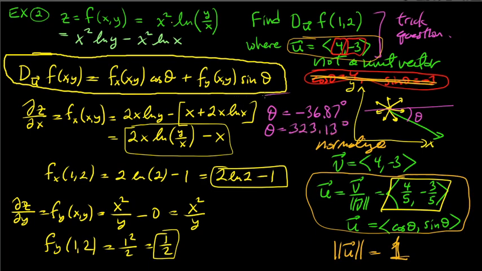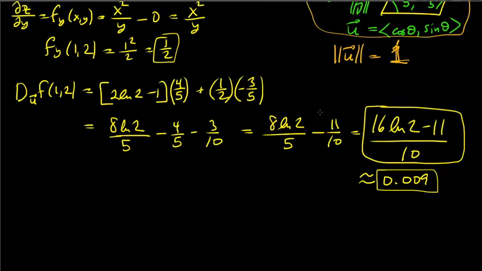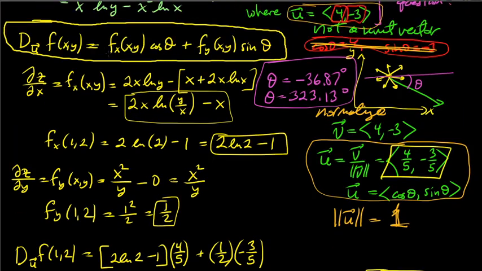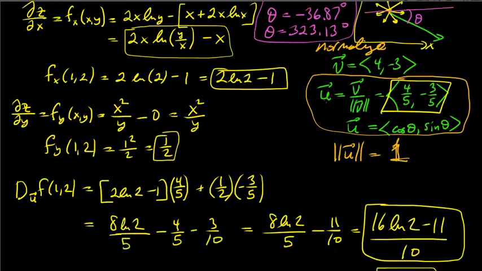Okay. The point is, though, we never had to find that angle. And so if you don't want to bother with this sine and cosine, there's a useful device that we're going to use, and it's just based on the two partial derivatives, right?